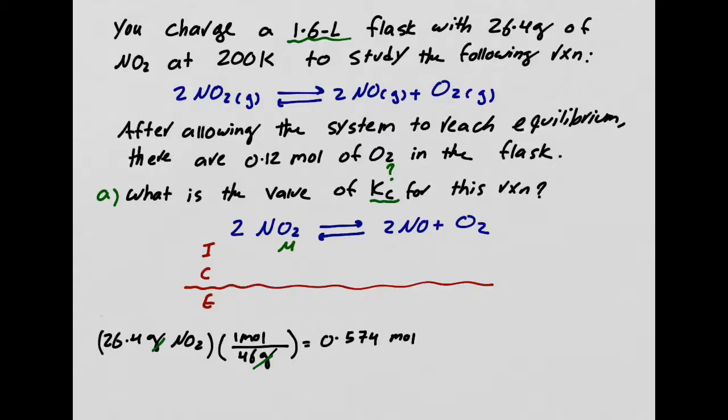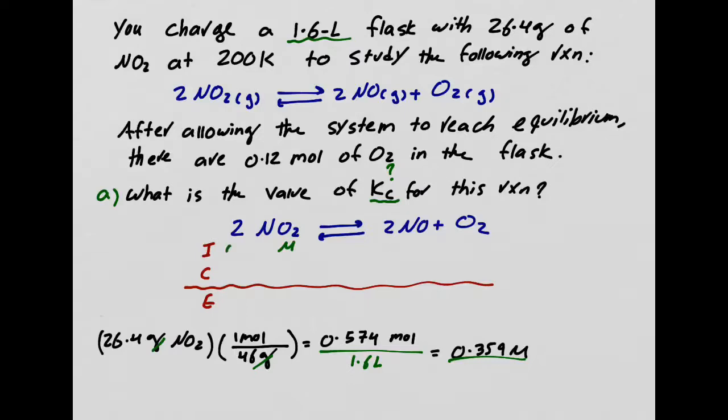Now, this question says that is in 1.6 liters. So I can divide this by 1.6 liter. Now I have moles over liter, and that gives me molarity, which is 0.359 molar. So they don't give me molarity. They give me grams and volume. Hey, I know how to do that. Grams to moles, moles divided by volume gives me molarity.